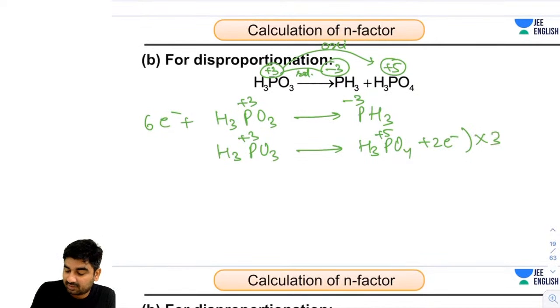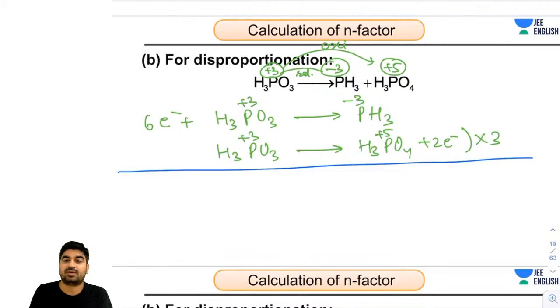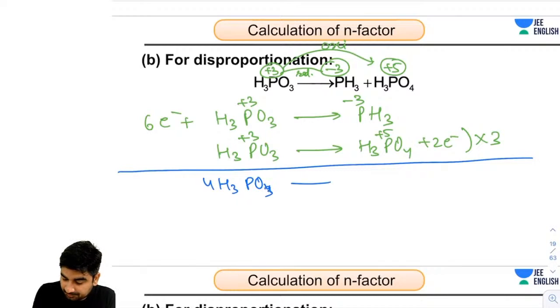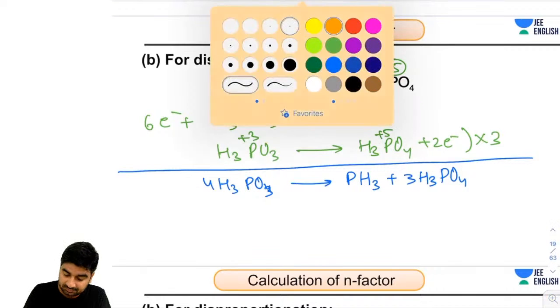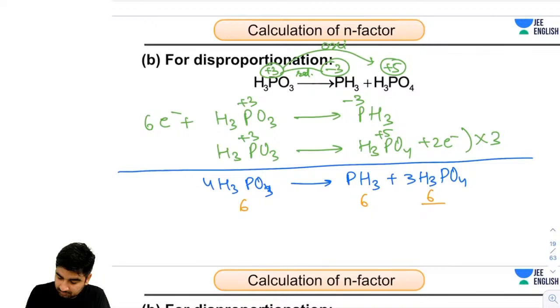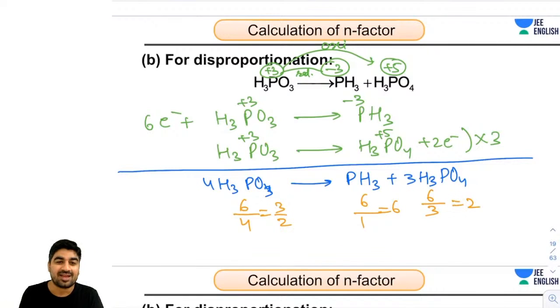So guys, just multiply here by 3. And what will you be getting? 4H3PO4, 3PO3, PH3, H3PO4. Right guys? So 6 electrons are cancelled here. And you will be getting 3 by 2, 6 and 2. I hope you got it, guys.